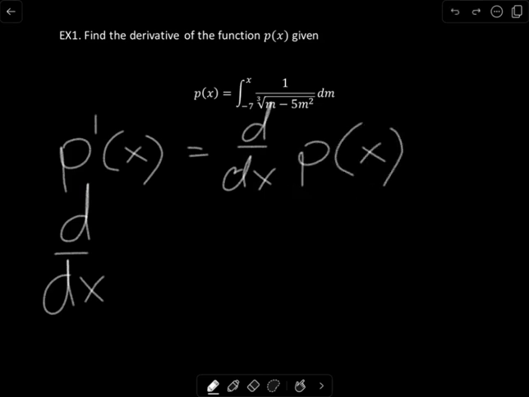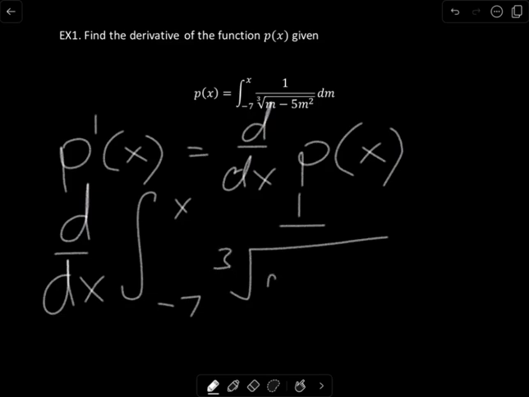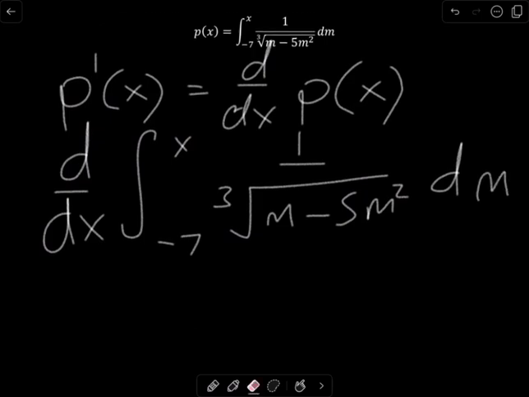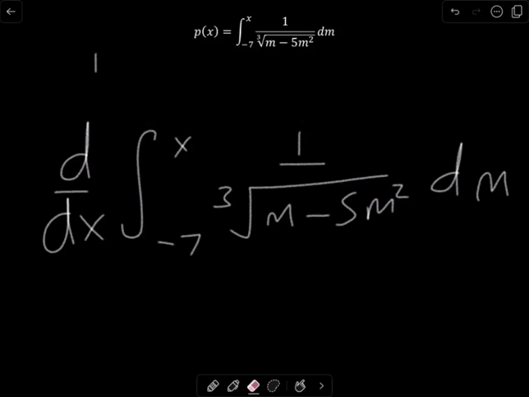And what's the p of x function? It's this integral right here: the integral from minus 7 to x of 1 over the cube root of m minus 5m squared, integrated with respect to m, so dm. Let's just take this out for a minute so you can see. How do we solve this? This is just FTC part 1.